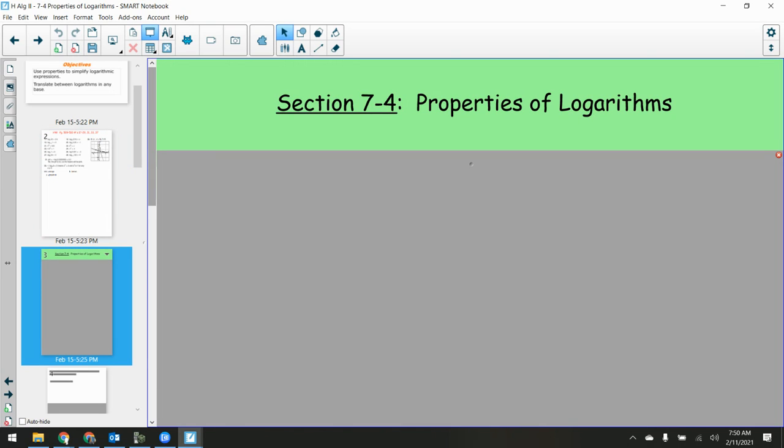Section 7.4, properties of logarithms. Now, just to remind you guys where we're headed, we have done a lot this week already. This is section 7.1, 7.2, 7.3, 7.4. Right off the bat, one day each lesson. So tomorrow we're going to review section 7.1 to 7.4. I've got a review assignment for us to do. It's out of the book.